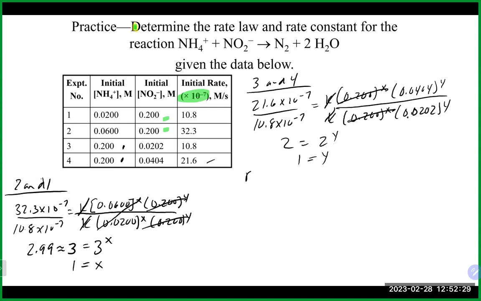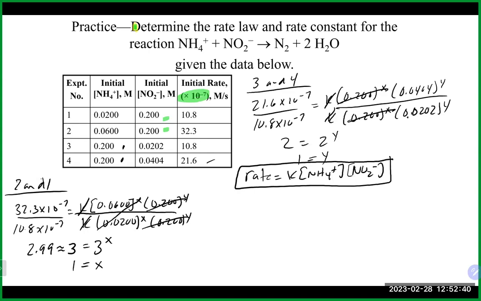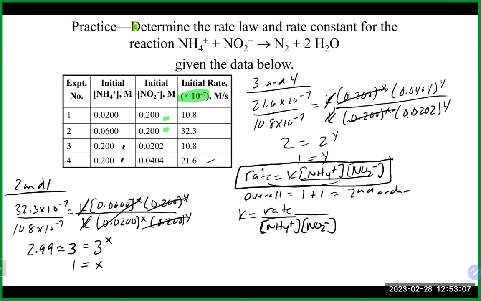So in this case, our rate law would be the rate is equal to K times NH4 plus and NO2 minus. Again, by not writing any numbers above those, it's assumed to be 1 for each of them. The overall order here then would be 1 plus 1, which is second order. And now we're ready to solve for K. So K here would be the rate divided by our concentration of NH4 plus and our NO2 minus, just basically taking these and dividing them to the other side.